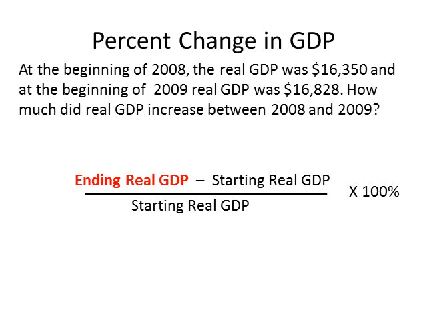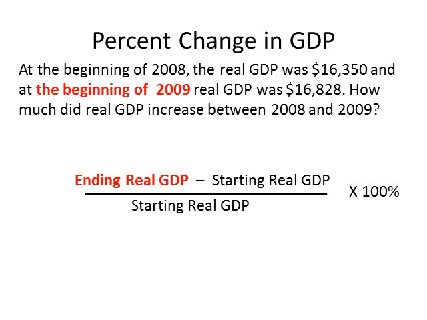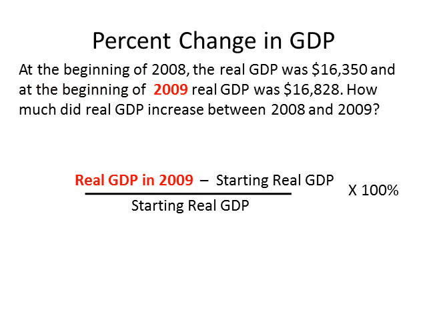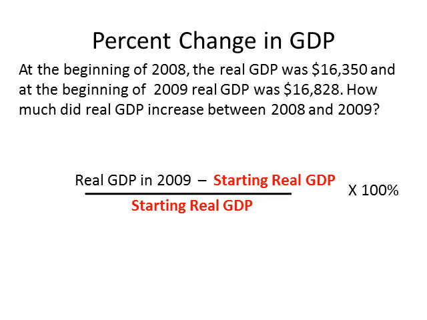First, we need to decide what the ending real GDP is in the problem. Since the most recent year mentioned in the problem is 2009, it will be substituted into the formula for the ending real GDP. Next, we need to find the older date to substitute in for the real starting GDP. Since 2008 comes before 2009, it will be substituted in for the real starting GDP. Let's substitute in the values into the formula.